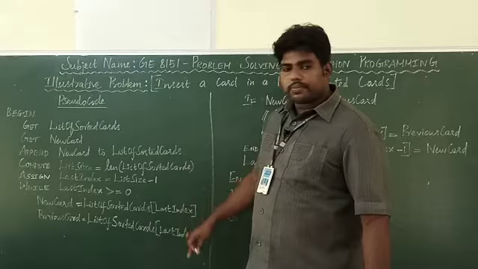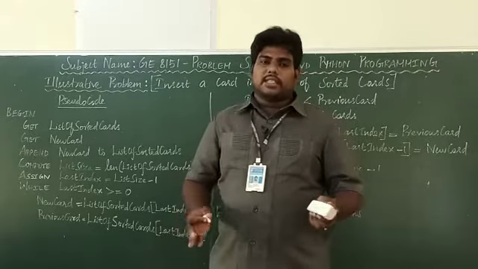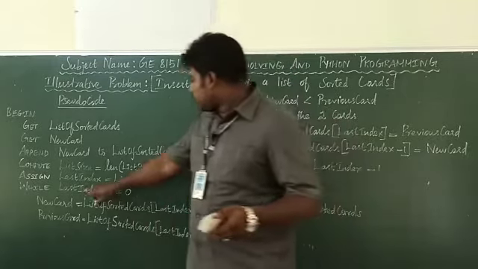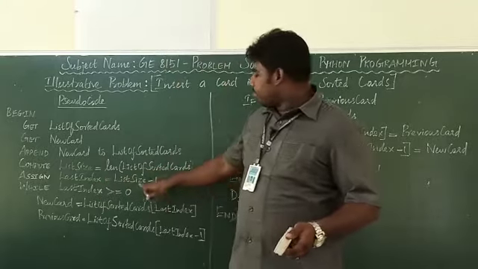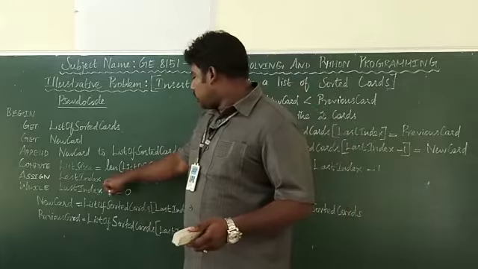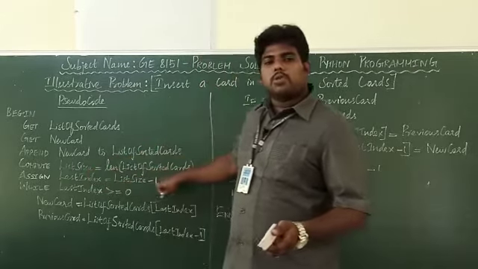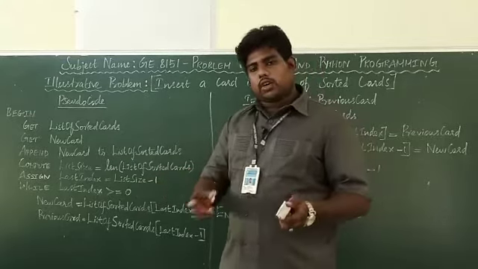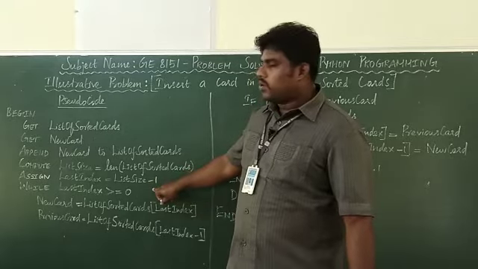What's the next step? We have to find the location. So the last index, where the new card is located, since it is appended at the last. So assign last index equal to list size minus 1. Last index equal to, what is list size? Here, size of the list minus 1. Why are we taking minus 1? As the index starts from 0, it is always n minus 1.